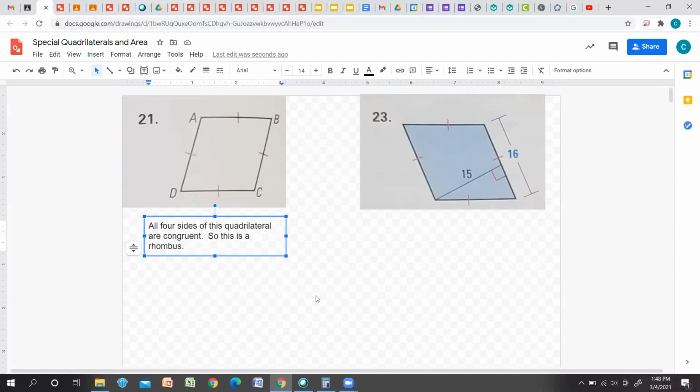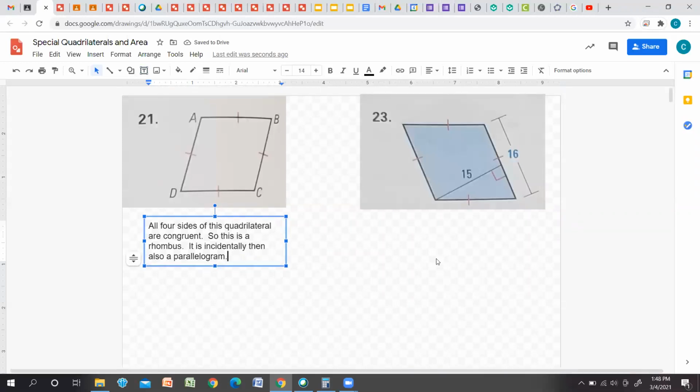Notice we can't say it's a square because it doesn't tell us if the angles are congruent or if the angles are right angles. All right, so it is a parallelogram as well then, but we simply say that it is a rhombus. It is incidentally then also a parallelogram, right? Because if it's a rhombus, it must be a parallelogram.